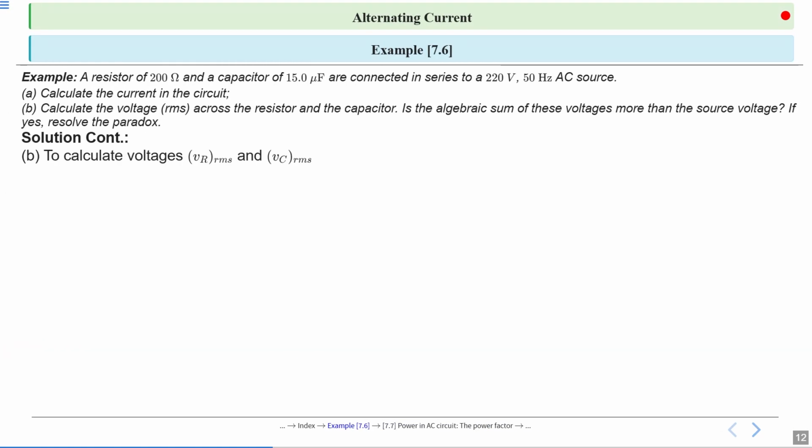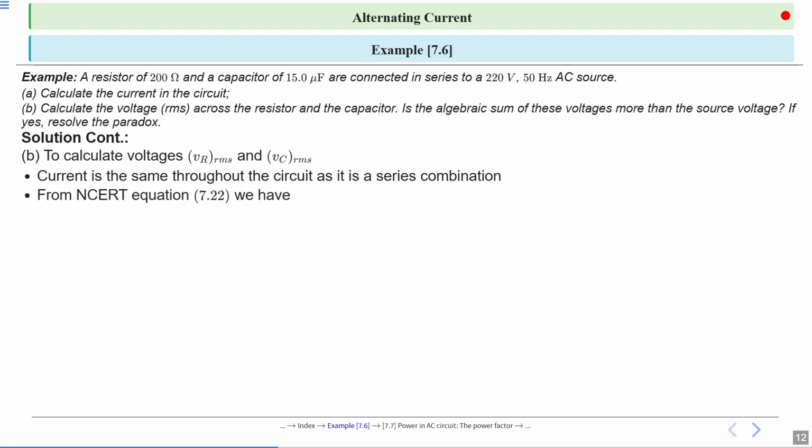Now second part, to calculate the voltage VRRMS. This VRRMS means RMS value of voltage across resistor, and VCRMS is RMS value of voltage across capacitor. We can simply say voltage across capacitor and voltage across resistor only. If we are not specifying anything, it is RMS value by default. If we simply say voltage and current, it is simply RMS value. Current is the same throughout the circuit. Since they are connected in series, IRMS value will be the same throughout the circuit.